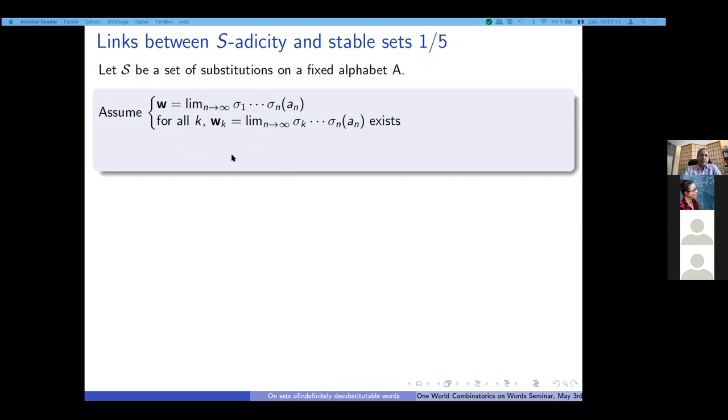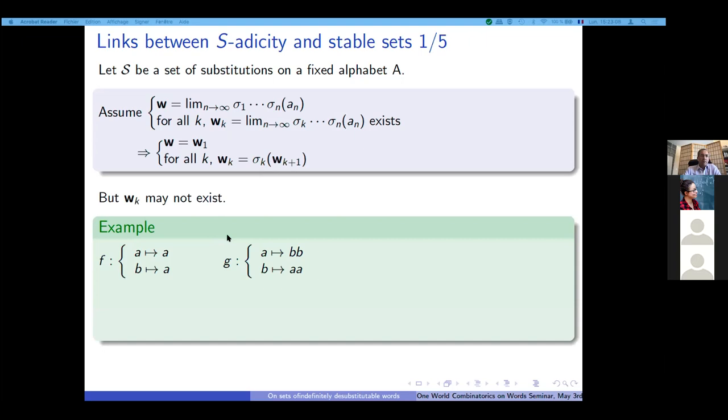First case, which is quite obvious: we consider W, which is asadic, and is the limit of a sequence of products of substitutions applied to a letter, as here. We also assume that the following limits exist, and these limits are the same as in the definition of W, except that we start the product at the substitution sigma k. If all these limits exist, it is quite immediate that the word W can be indefinitely desubstituted in the sense of a stable set, that is, W_k is the image of the next word W_{k+1} by the morphism sigma_k. But the limit here may not exist, and it is very easy to give an example of that.